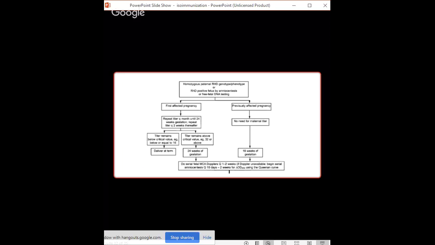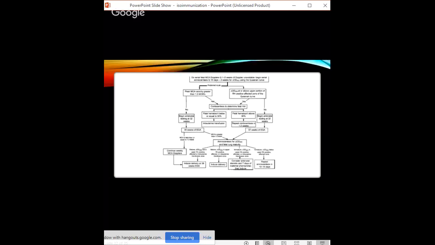Okay, so then if you have a previously affected pregnancy, there is no need for maternal titers. At 18 weeks gestation, you will start your further serial testing. Because now you have a mother that was previously affected, so you know that her titers will be positive, and you start your testing. So then further down, this slide is a continuation of the previous slide. So they have how you would go about with your testing.